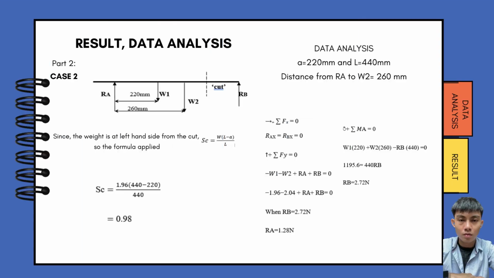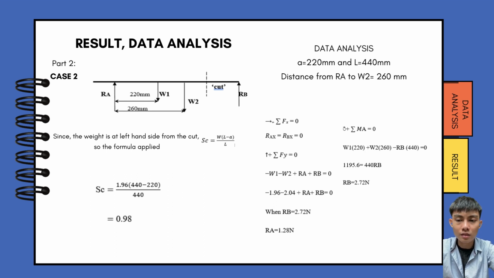0.62 newtons. Moving to result data analysis for part 2 case 2 experiments. The difference between part 1 and part 2 is the weight. The distance of the weight from RA is different. In part 2 experiments, the a distance is equal to 220 mm and the total length is also the same. But the distance from RA to the second weight is 260 mm.